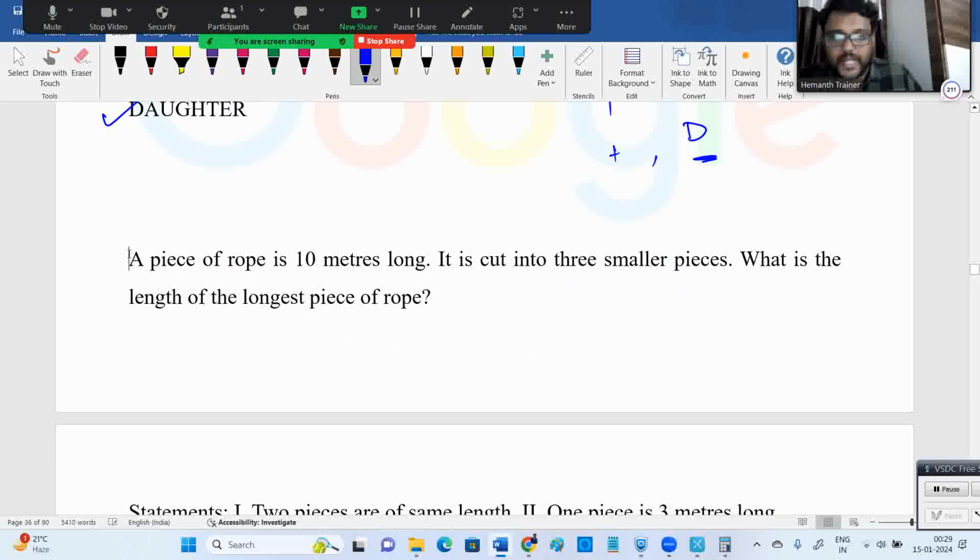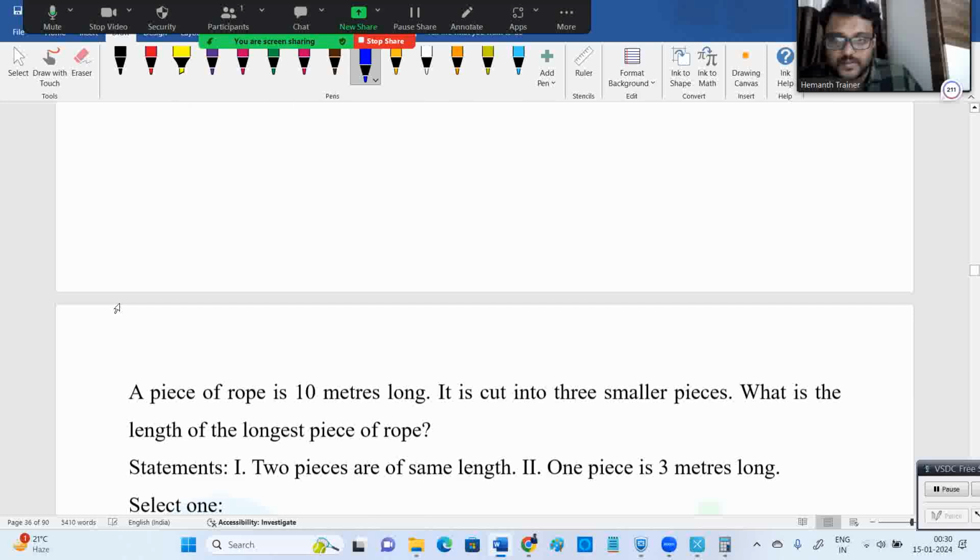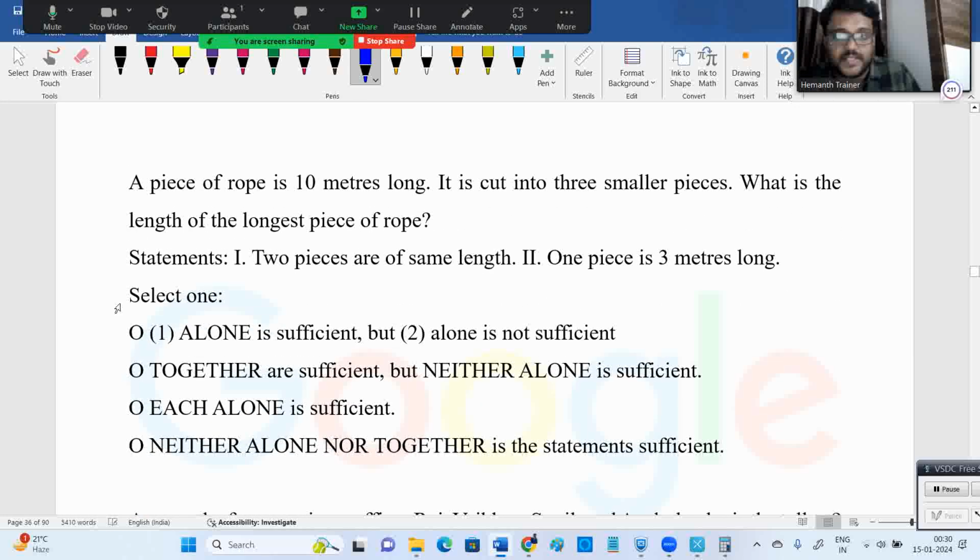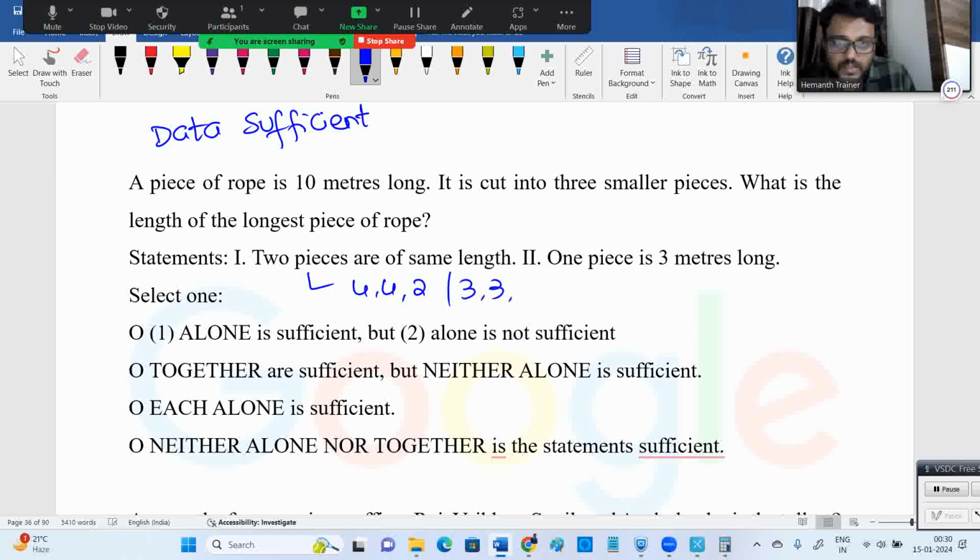A piece of rope 10 meters is cut into 3 smaller pieces. What is the length of the longest piece? This is data sufficiency. Which data is required to answer that question? They're asking about the longest piece, right? If two pieces are of the same length, it can be 4, 4, 2, or 3, 3, 4. So the longest piece can be 4. It can also be 3.5, 3.5 and 3. Still I cannot find what the longest one is.